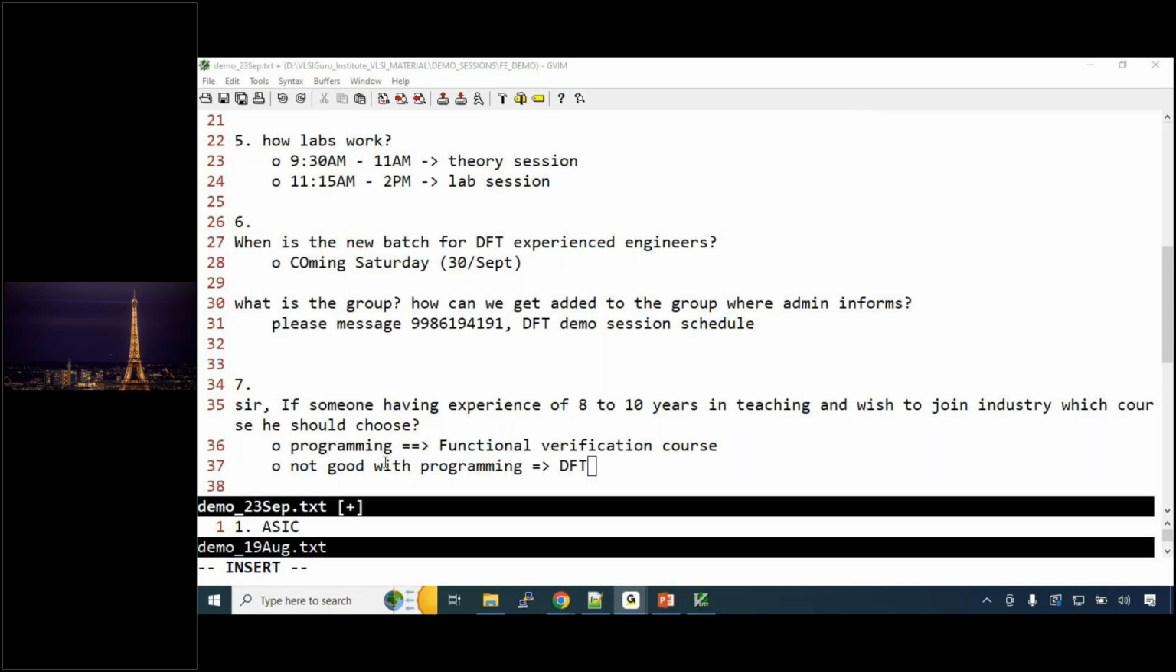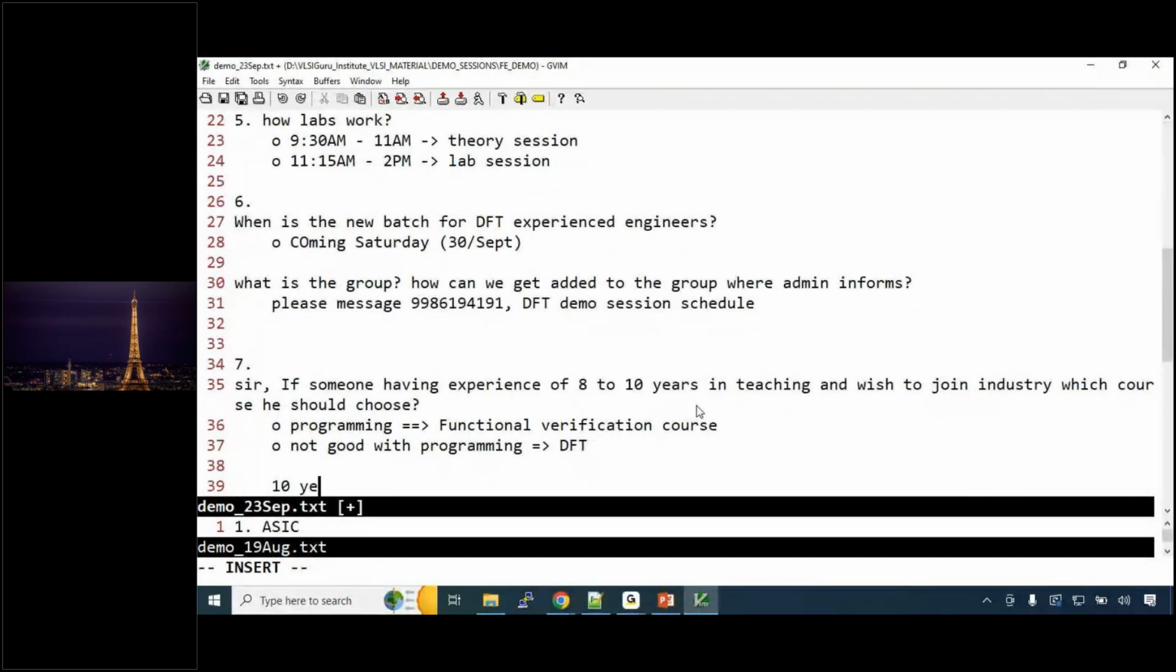So I hope this is clear. Now, someone with teaching experience, I'll tell you what challenge you face. See, at 10 years experience level, I don't know what might be the salary. Assume that it could be anything, anywhere between 5 to 15 lakhs per annum.